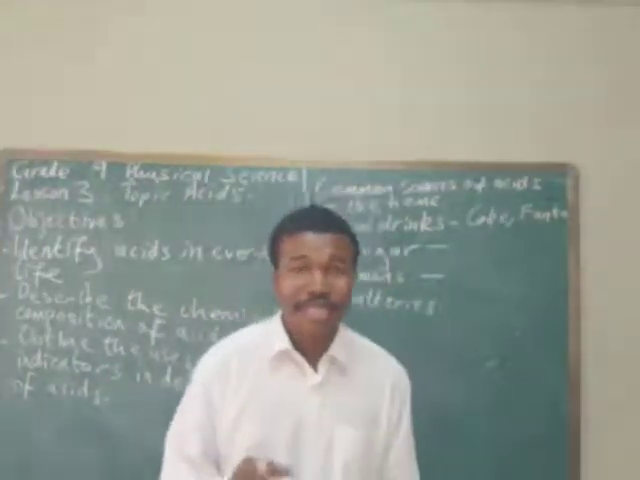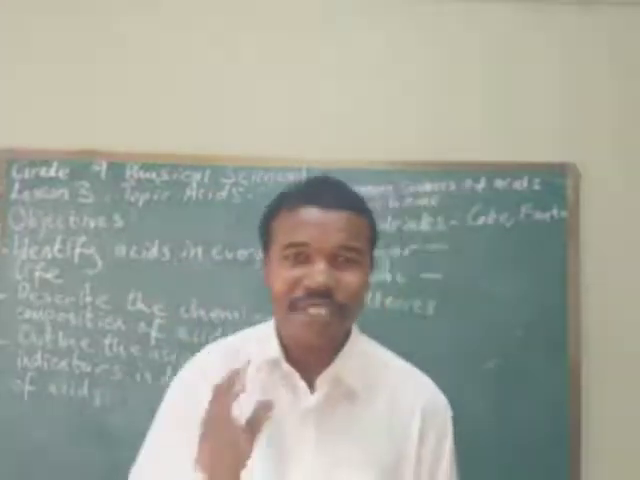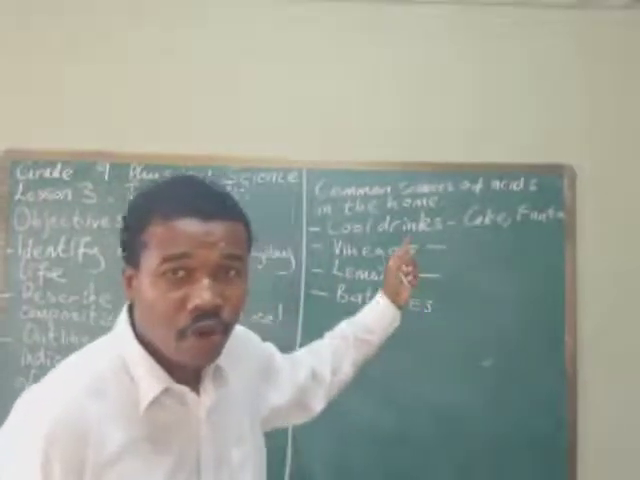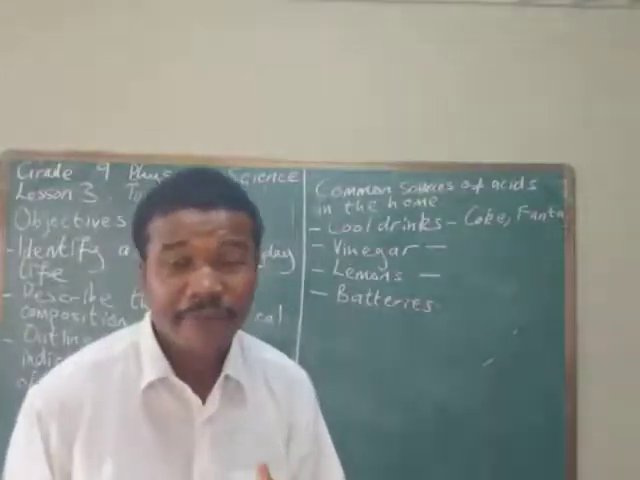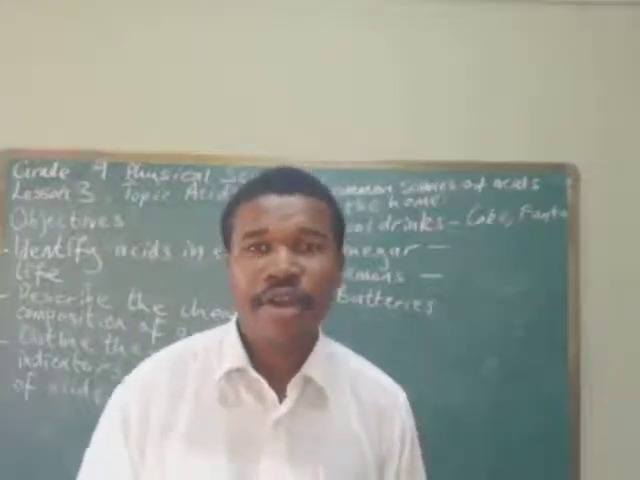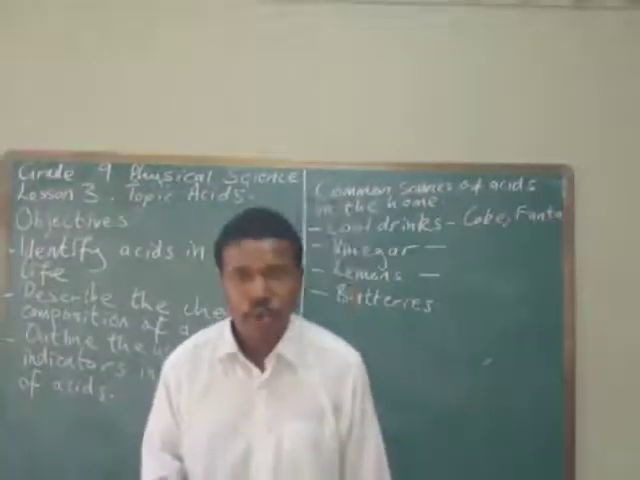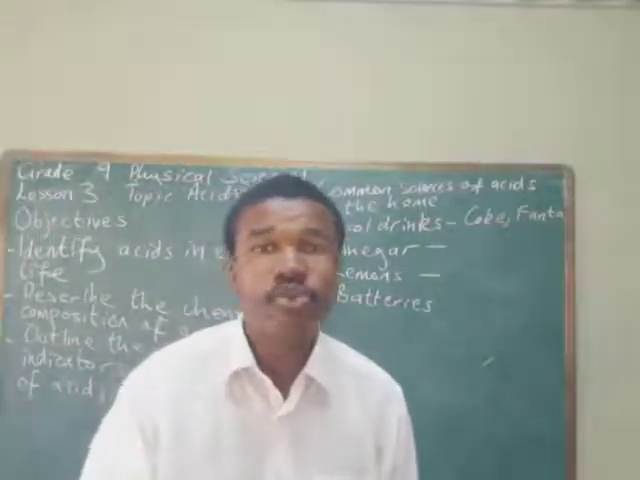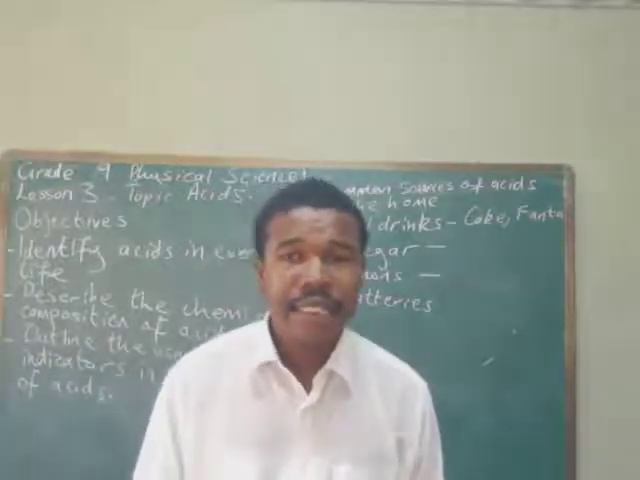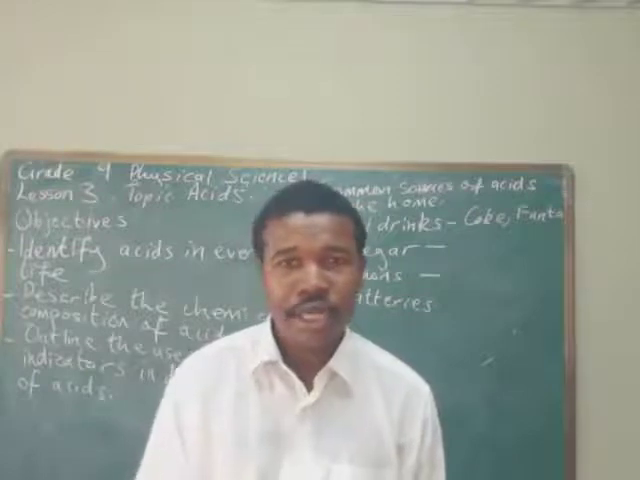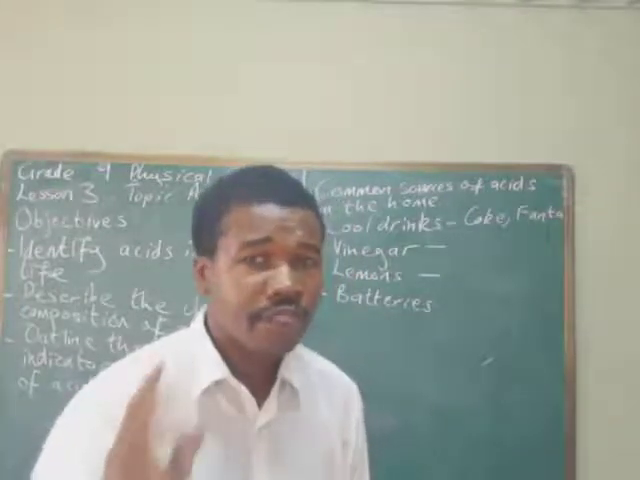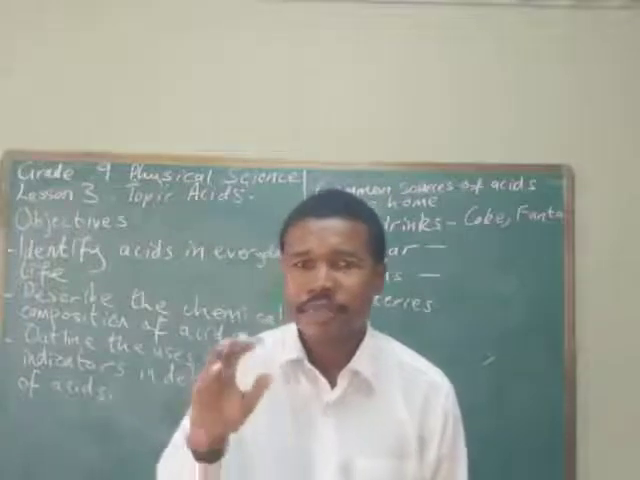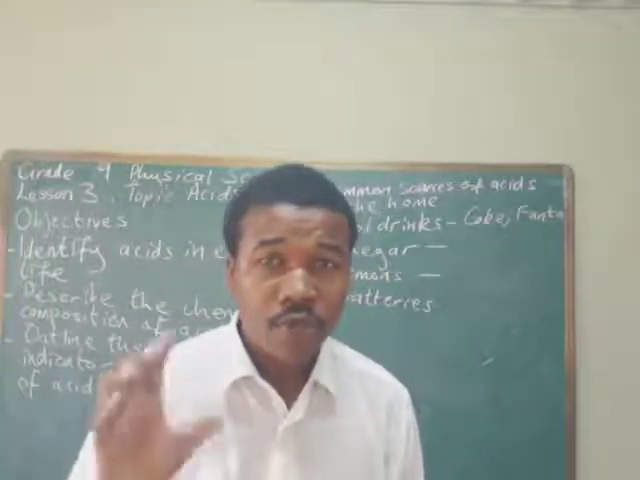I hope you guys have managed to look at the objectives of this lesson. What I have done at this point is write some of the common sources of acids that we have in the household. But first, let us try to define what an acid is. How would you tell that something is an acid? An acid is a substance that has a pH less than 7 on the pH scale. That is a simple definition for this level. We could also say an acid is a substance that completely dissociates in water.